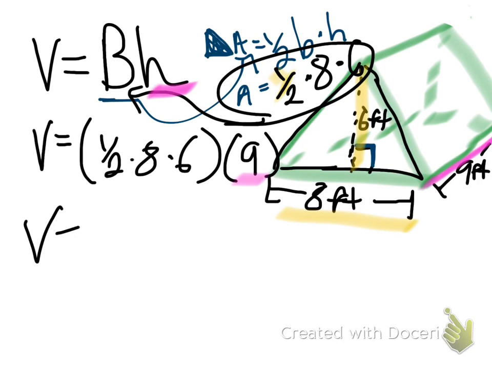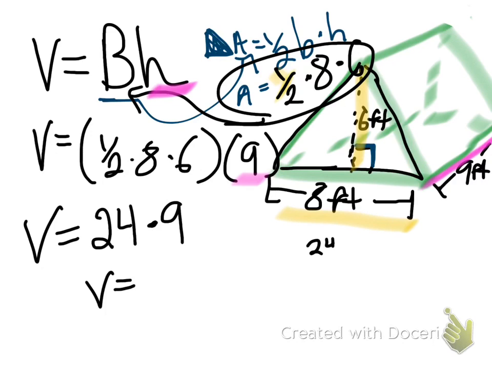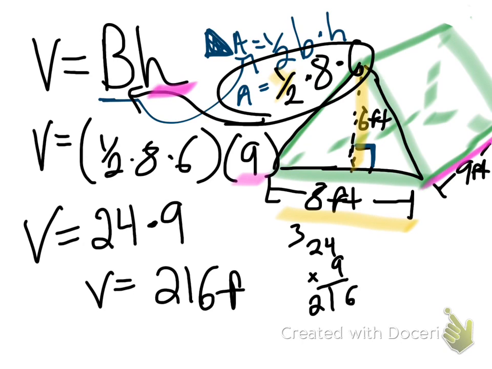Now I'm just going to multiply it out. So 1/2 times 8 times 6. 8 times 6 is 48, times 1/2, that's 24, times 9. So volume equals 24 times 9, which is 216 feet cubed.